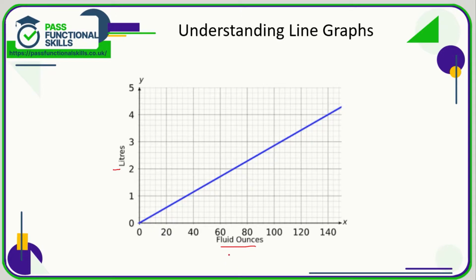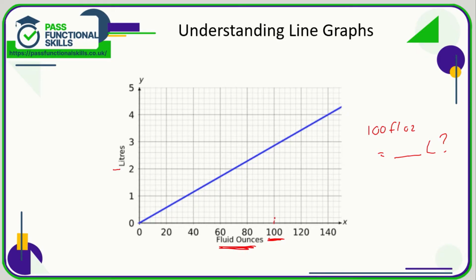In other words, we can work out how many litres is the equivalent to a certain number of fluid ounces. So let's take an example. If I wanted to work out what 100 fluid ounces is in litres, so 100 fluid ounces equals how many litres, we want to work out how many litres we get for 100 fluid ounces. So I'm going to find 100 fluid ounces on the horizontal axis here. So here it is, 100 fluid ounces.